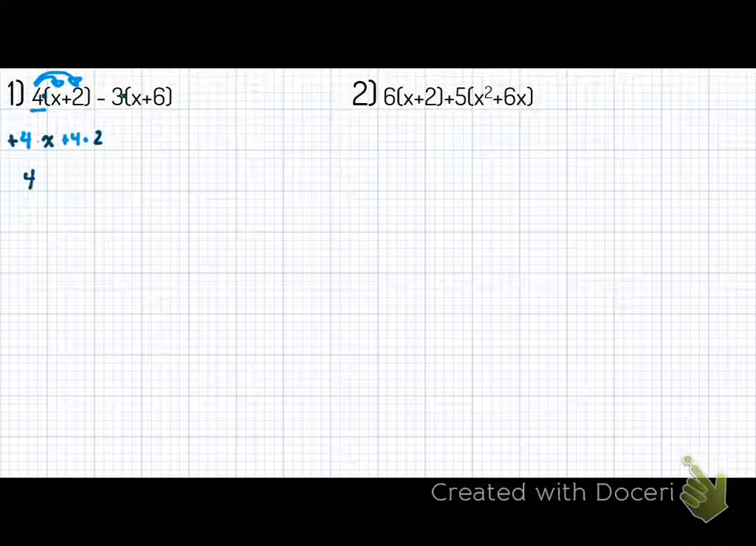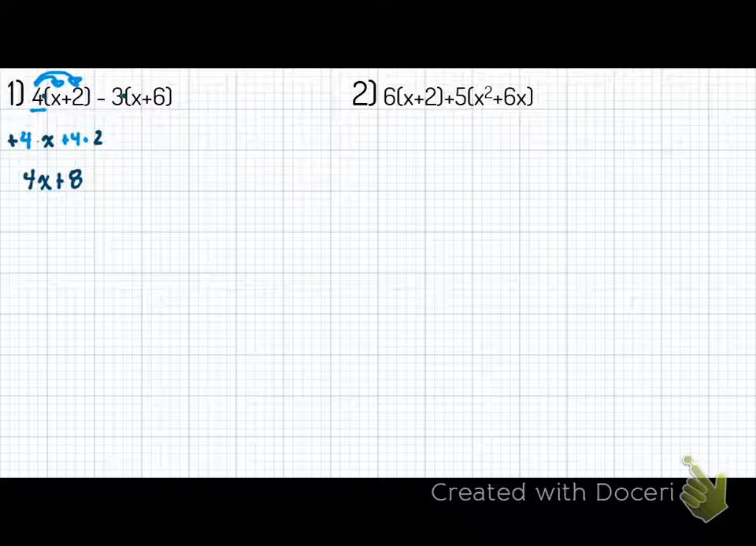Then we're going to multiply this out. We got positive 4 times x is positive 4x, okay? Then we have positive 4 times positive 2 is positive 8, okay? I'm saying my answer with positives and negatives at the beginning. Does that make sense? It's super important because we want to make sure that we include the positive sign, because sometimes we forget and then it gets confusing.